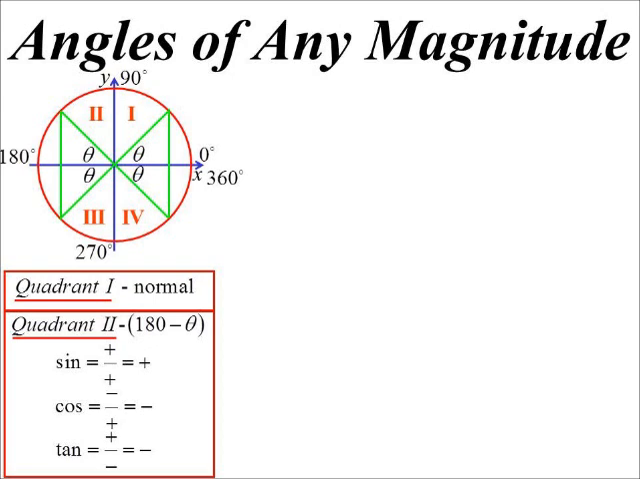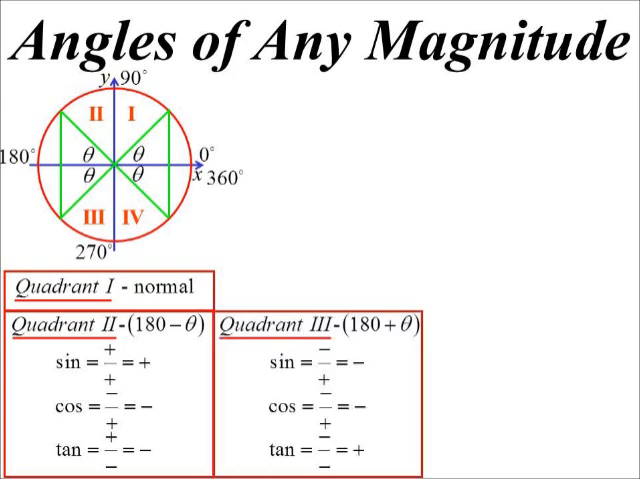If we did cosine, the adjacent would be the x value, which is a negative number, over the hypotenuse, which is positive. So cosine is negative in the second quadrant. And with tan, opposite over adjacent would give us a positive number, the y value, over a negative number, the x value, and that's why tan's negative in the second quadrant.